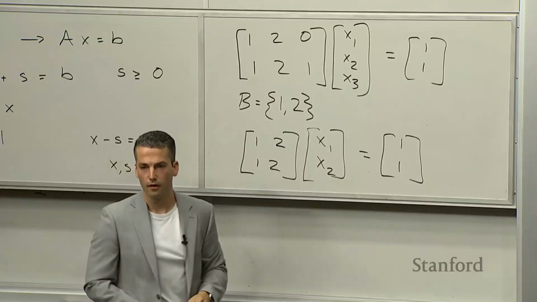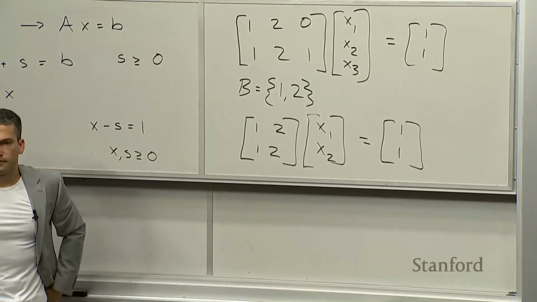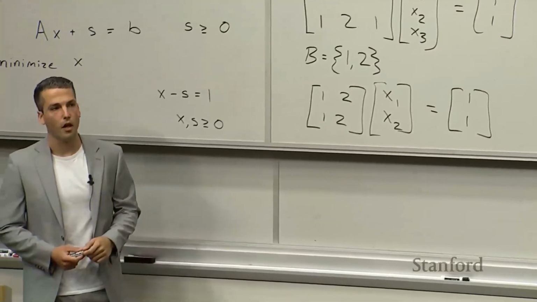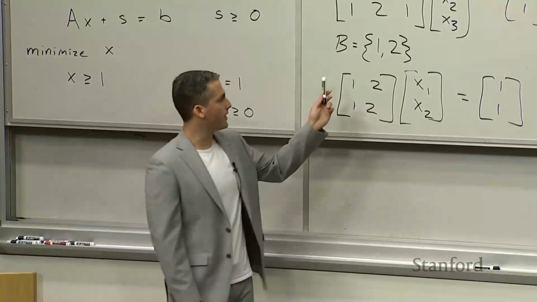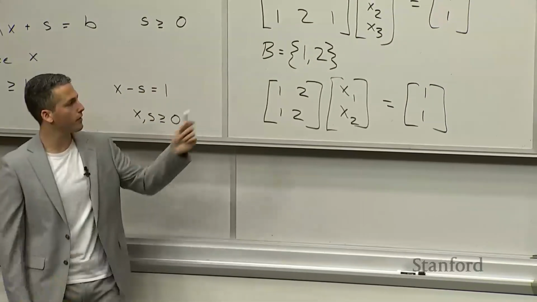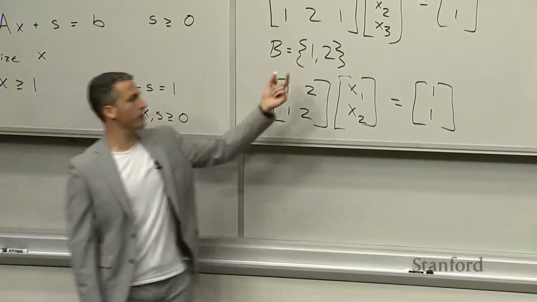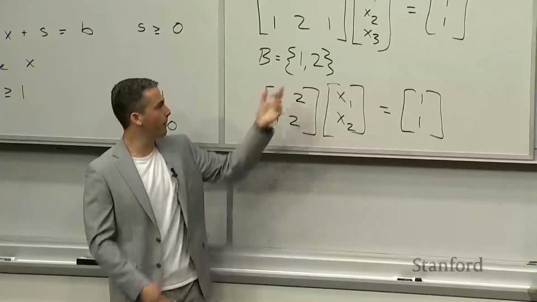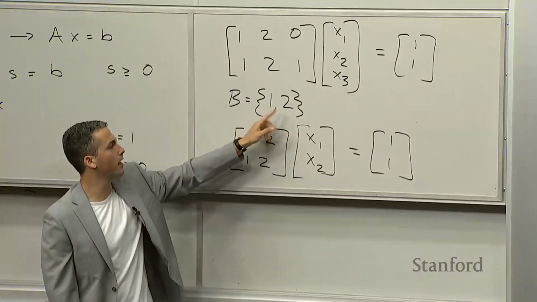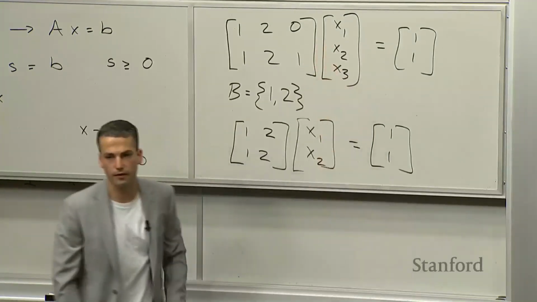Yes? Sorry, when you write B equals the set of numbers 1, 2, do you mean that your bases are your standard basis, 1, 0, 0 and 0, 1, 0? So the question was, is the basis like the standard basis corresponding to these element vectors? Yeah, these are just the indices. You can think about them as the index components of x. So if I say the basis is 1 and 2, that means the basis is x1, x2 here. So you're just indexing into your x vector.